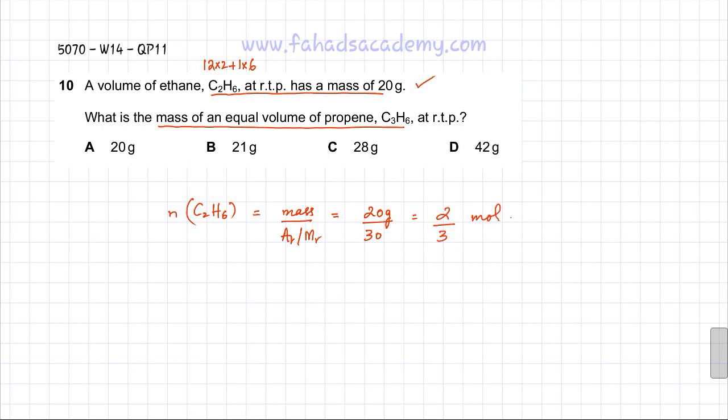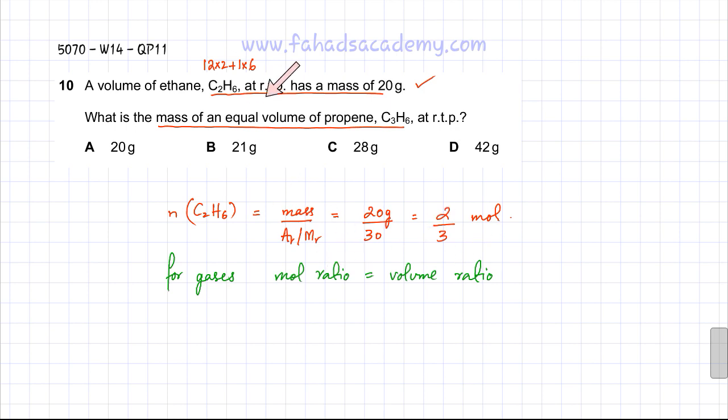So we have the moles of ethane gas, and we need to find the mass of an equal volume of propene. Remember this, that for gases, mole ratio equals volume ratio. So if the volumes are the same, then the moles are also going to be the same, because each 1 mole of gas occupies 24 dm cube. So it doesn't depend on what gas it is. If the moles are the same, the volume is also the same. So the mole ratio and the volume ratio are exactly the same.